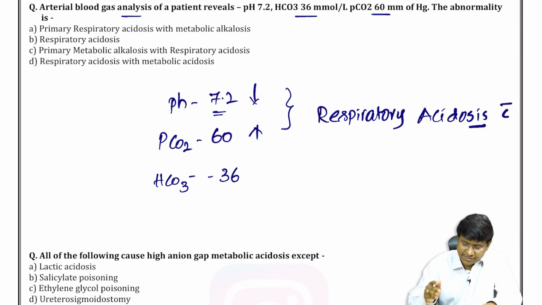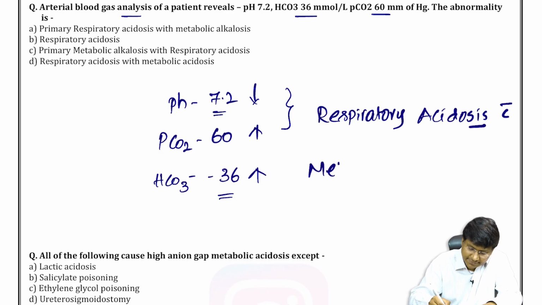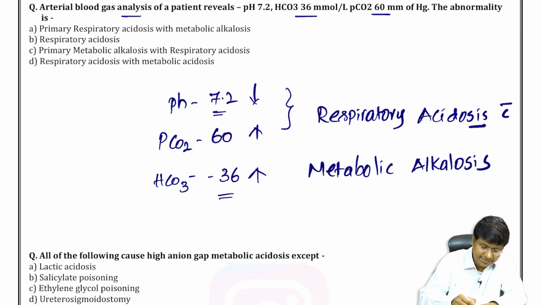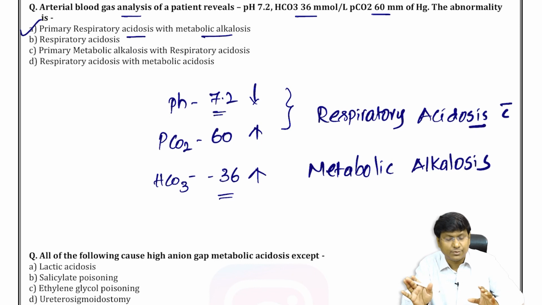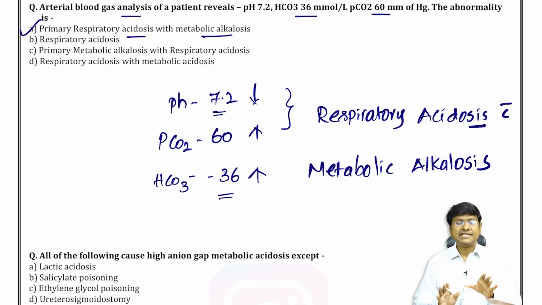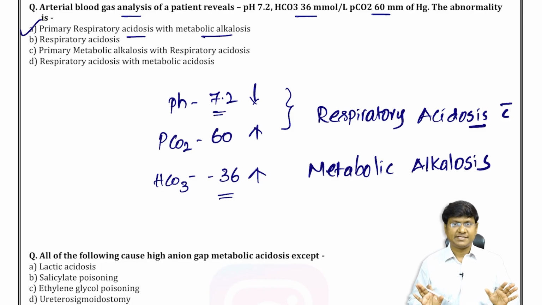So respiratory acidosis, and what has happened to bicarbonate? Bicarbonate is also increased, that is in the direction of the carbon dioxide. So with metabolic alkalosis. So the answer here is the primary respiratory acidosis with metabolic alkalosis. So the correct answer is A. So this is how you need to decide the primary acid base disorders.